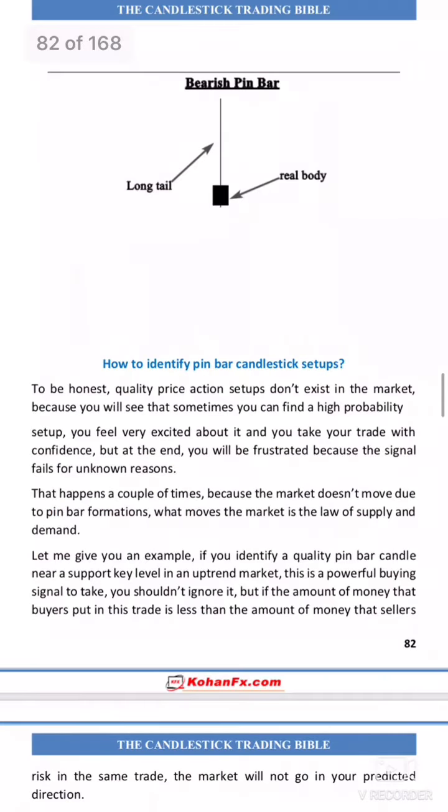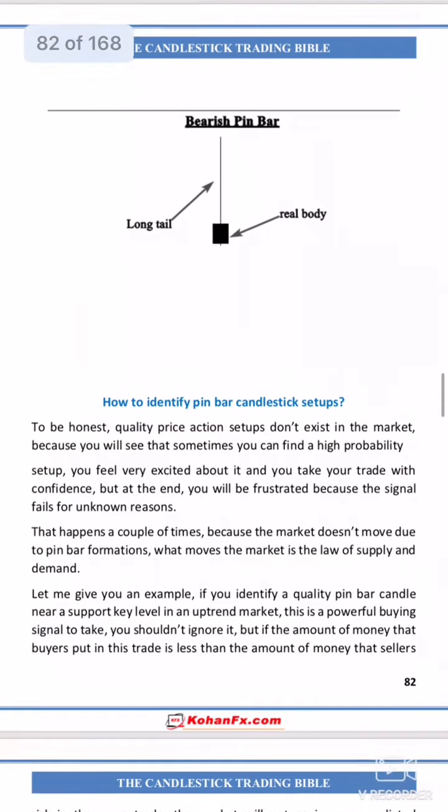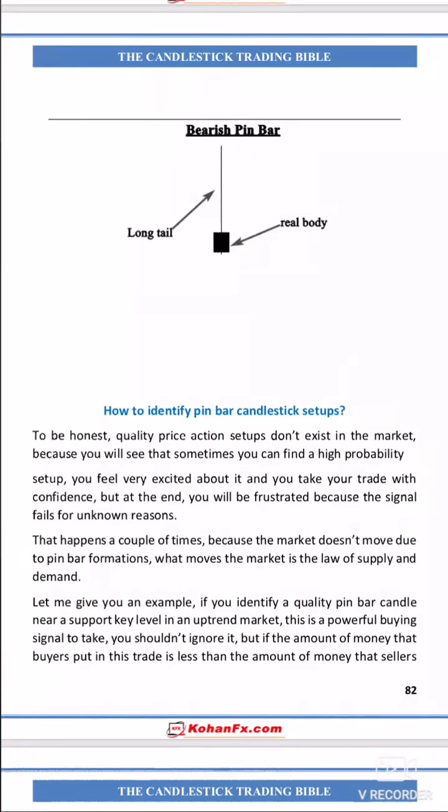How to identify pin bar candlestick setups? To be honest, quality price action setups are not guaranteed in the market, because sometimes you can find a high probability setup. You feel very excited about it and you take your trade with confidence. But at the end, you will be frustrated because the signal fails for unknown reasons.